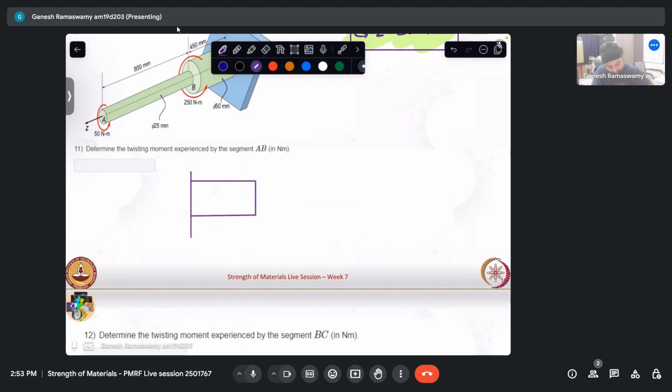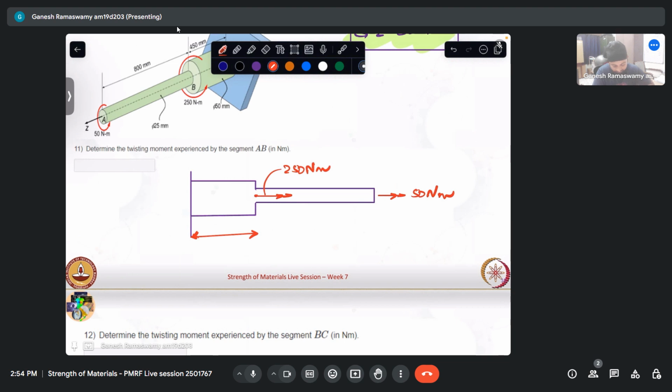Just the side view I'm drawing. It's like this. And of course, this is monolithic, so it's like this. So I have a torque of 50 Newton meter applied. And here there is a torque of 250 Newton meter applied.